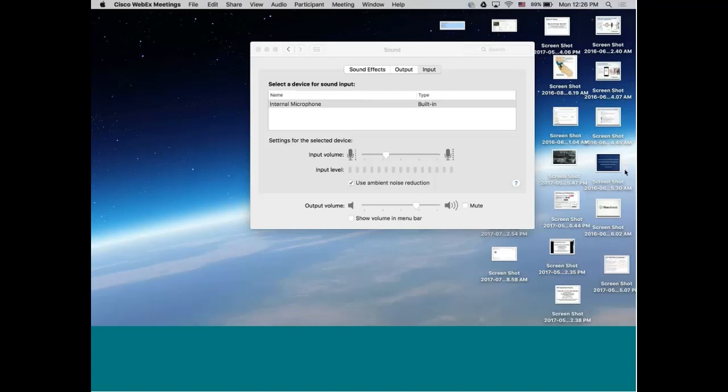I'll try to mute everybody as much as I can. The cell phones are the ones that are difficult to mute.